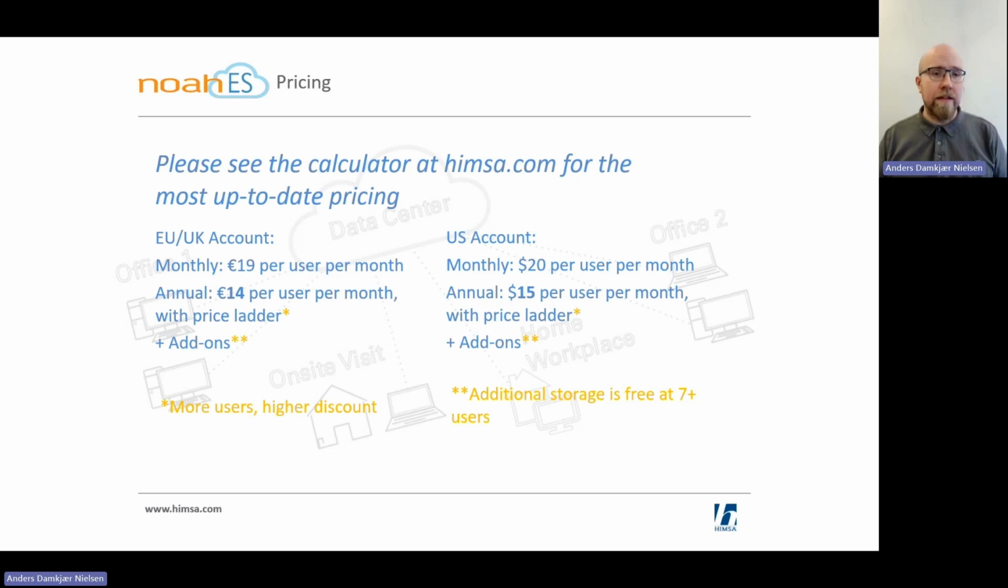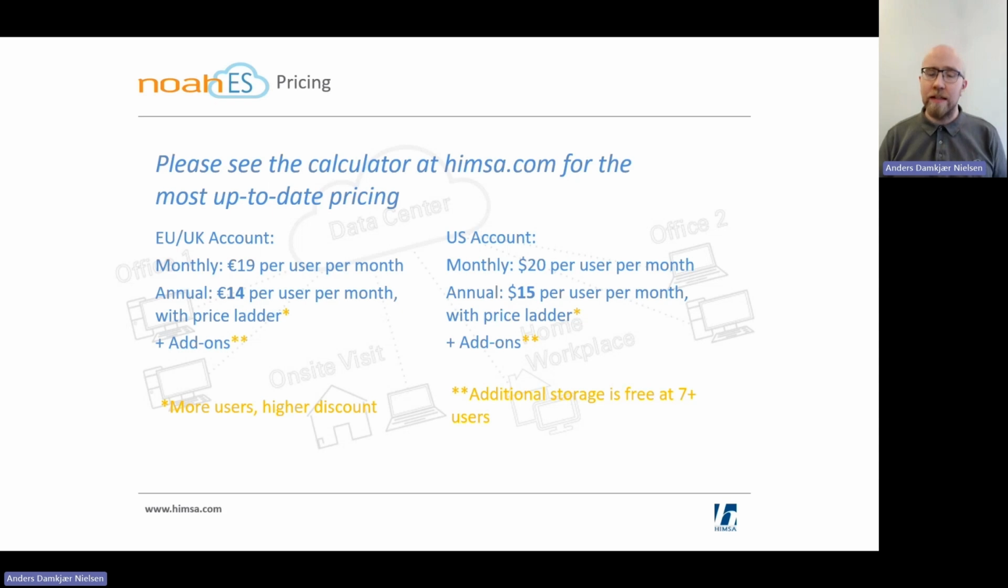To actually get the pricing and the correct numbers, I'd advise going to himsa.com, where we have the NoAES price calculator. It'll always be updated with the most up-to-date prices, and this is also where you'll see that the cost for a single user paying monthly would be €19, of course, in the EU and in the UK. And paying annually would then be only 14 euros per user per month, of course, paid on an annual basis.